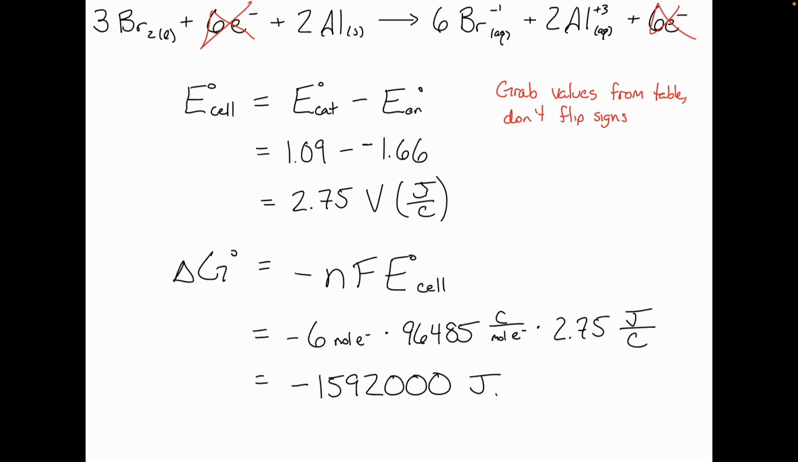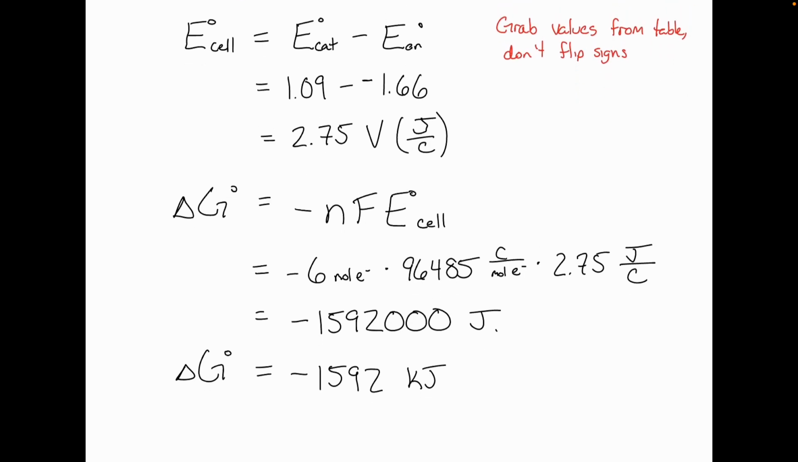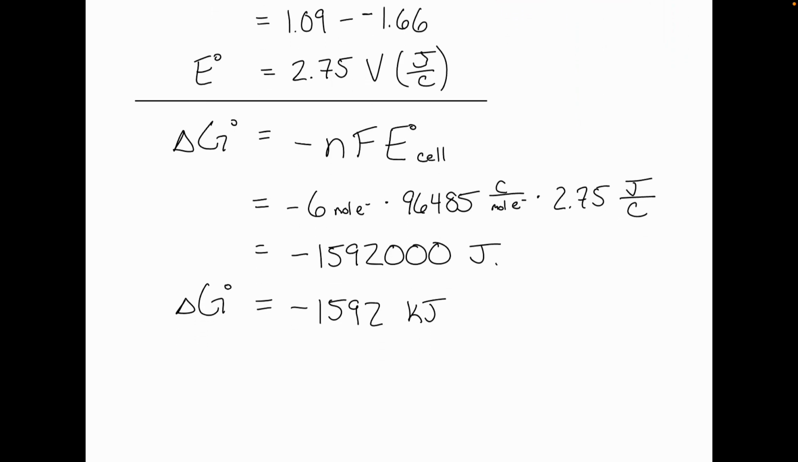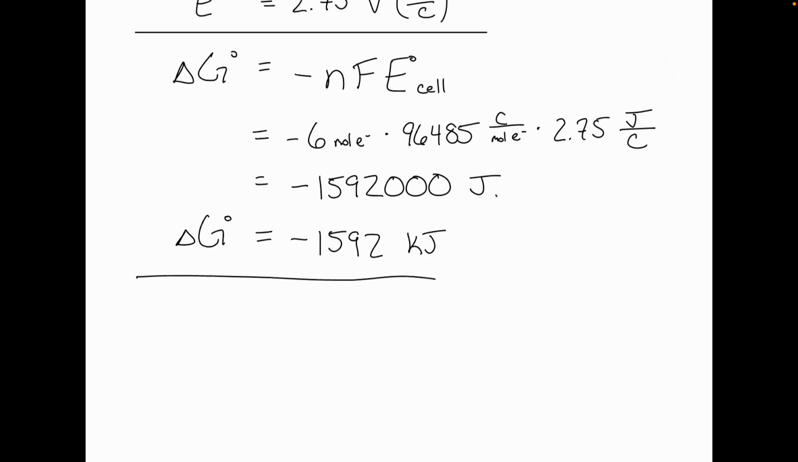This would be in joules, but again, we like to report our delta G in kilojoules. We still get this massive number. Negative 1,592 kilojoules is that standard cell potential. All right, so then let's go a step further and get our equilibrium constant for this reaction. Try to get as much information about this reaction as we can here.